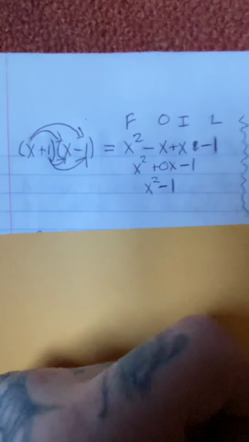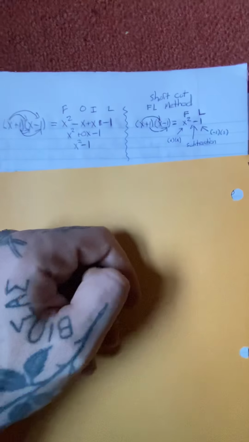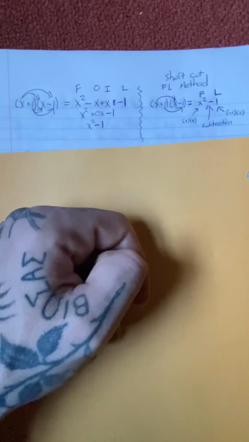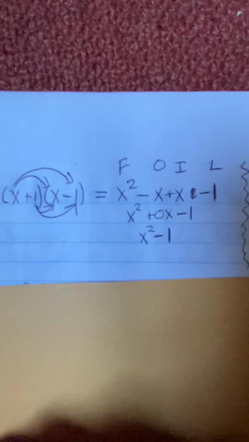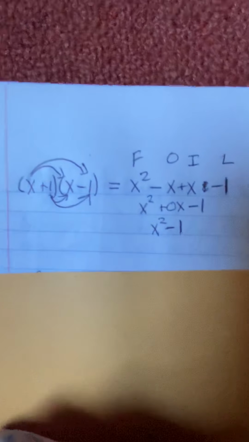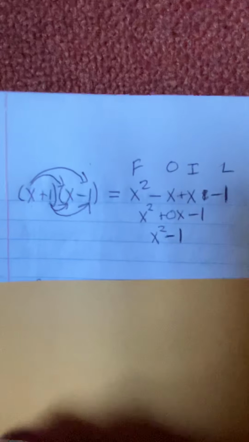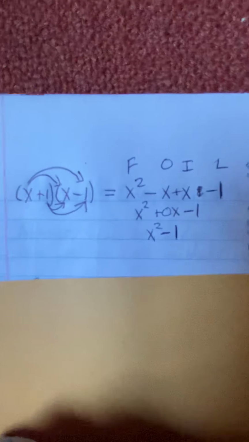Now, this is a shortcut. So if this lesson is confusing, if the shortcut is too much extra stuff to remember, just do the original FOIL method. There's no reason not to do the FOIL method. It just requires you to simplify. So there's extra steps, but extra steps sometimes help you be extra clear.